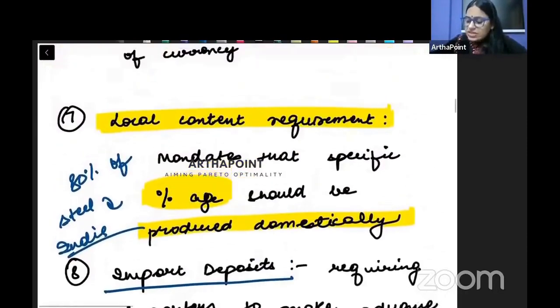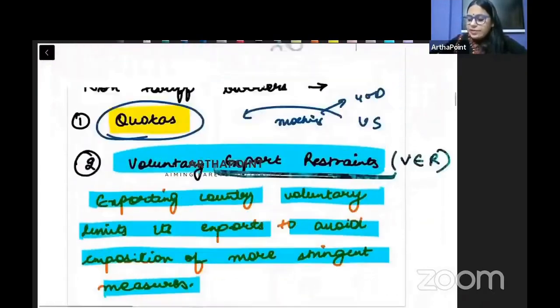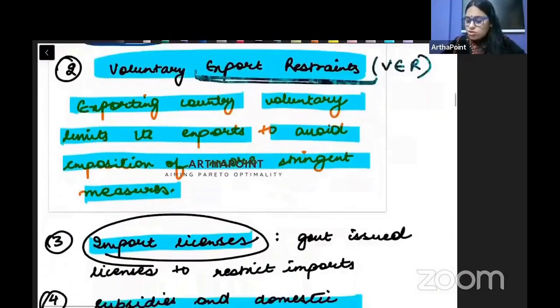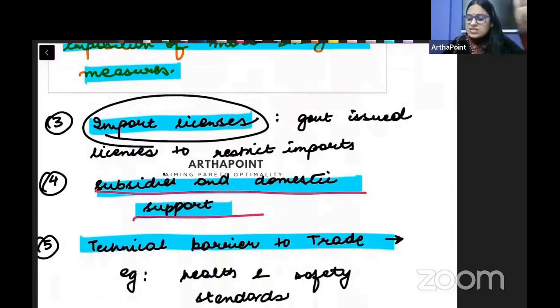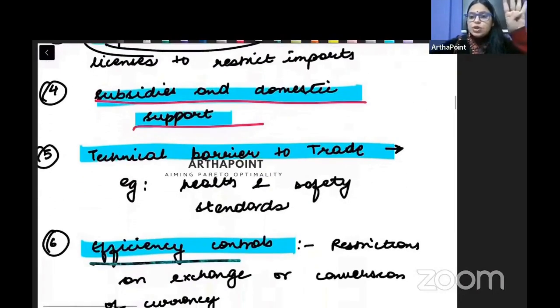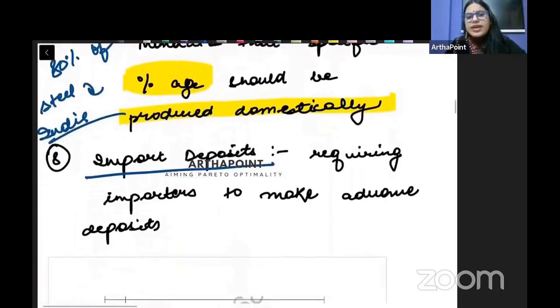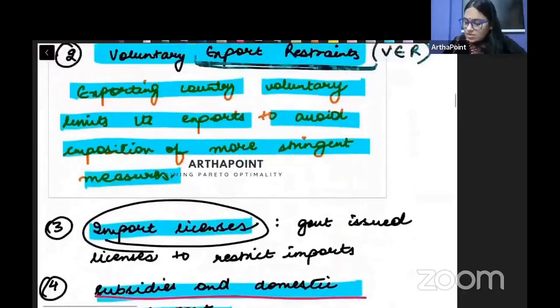So all these are your non-tariff barriers: quota, voluntary export restrictions, import licenses, subsidies and domestic support, technical barriers to trade, exchange control, content requirement and import deposit. All of these are your restrictions. But these are all non-tariff restrictions. Is that clear? So what will be the answer to this question?